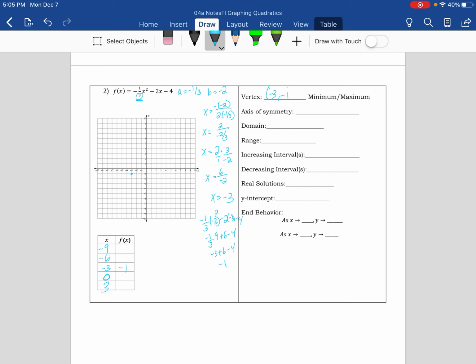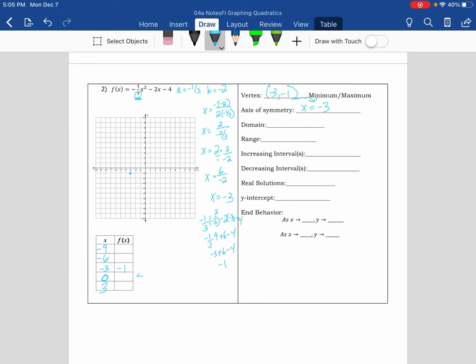So for this here, my vertex is negative 3, negative 1. My axis of symmetry is going to be x equals negative 3 because it's always x equals the x value of my vertex. I plug this one in. This one's actually a delightful one. So I have negative 1/3 times 0 squared minus 2 times 0 minus 4. When you put all of that in, I end up with this being negative 4.